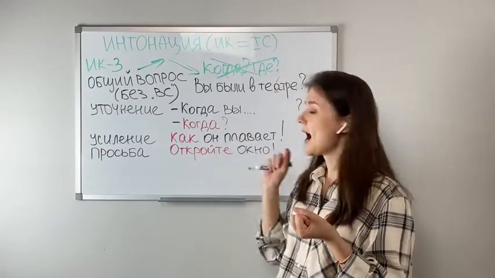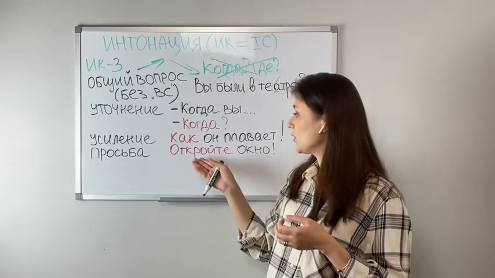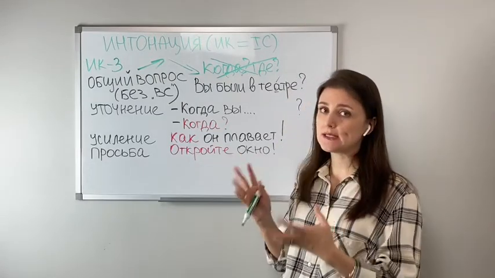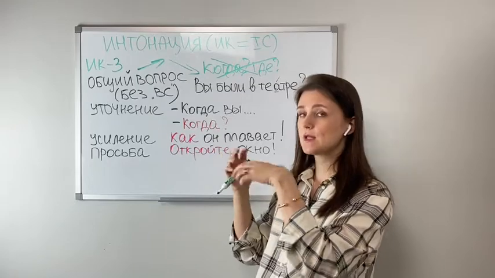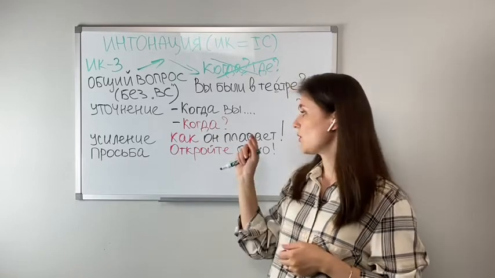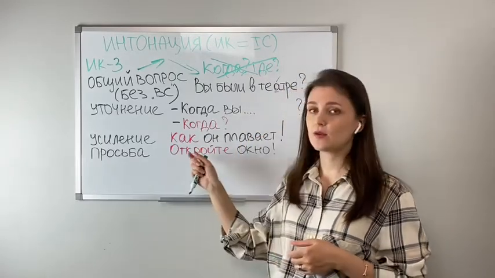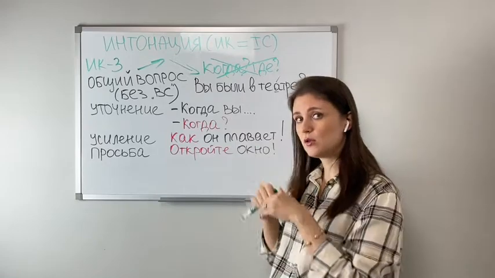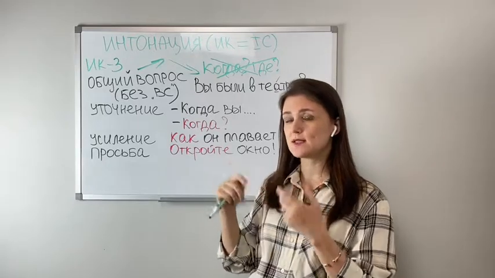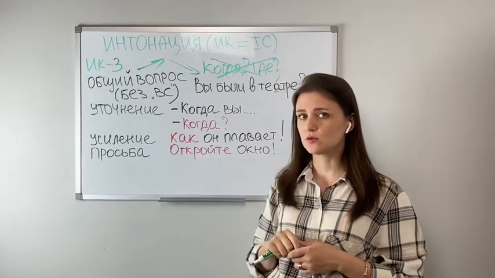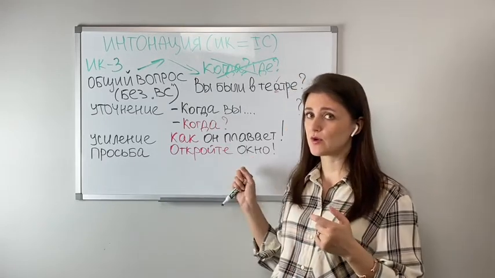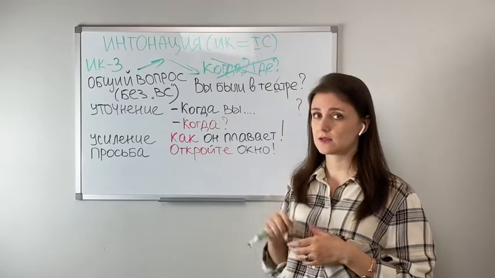For example, откройте окно. We stress the first word, откройте. Open the window, because for us it's important that the person helps us to open the window. Откройте окно. So we raise our intonation on the first word, and we fall on the second. Because when we say to the person откройте, they already understand that we want something about the window. So it's not necessary to raise the intonation at the end of this exclamation.